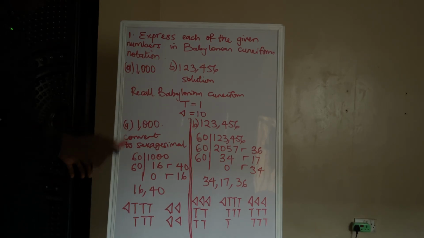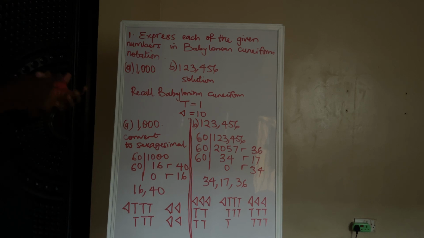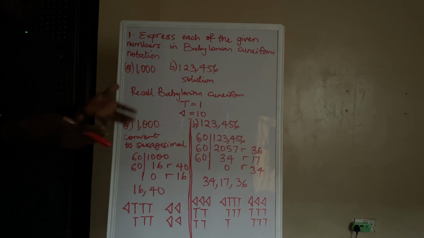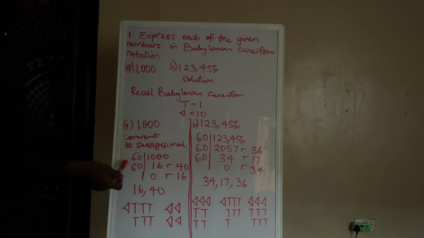So like I said here, first convert to sexagesimal. This is in decimal, right? To convert anything to sexagesimal, if you're coming from decimal, just divide that number by 60. So I divide 1,000 by 60, it gives me 16, remainder 40. Then you divide whatever quotient you get by 60 again. So 16 divided by 60 gives me 0, remainder 16, right?